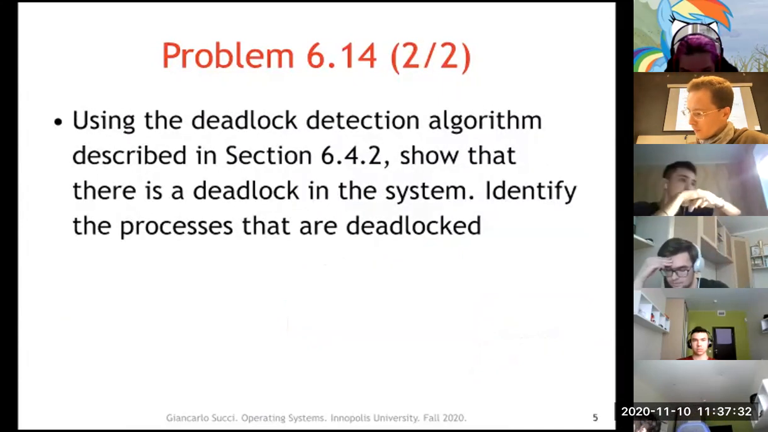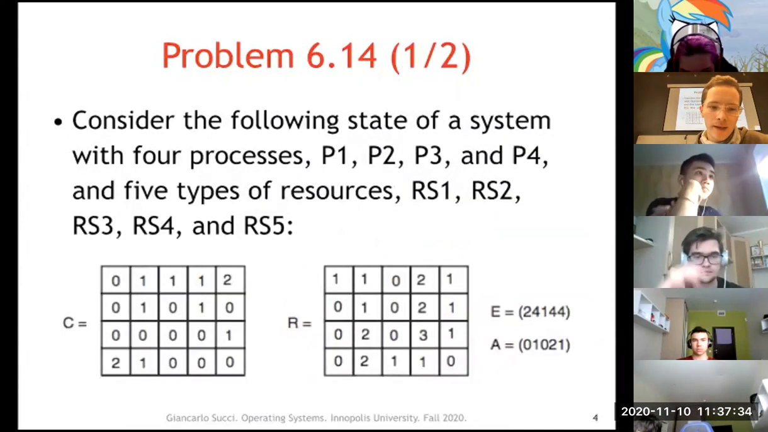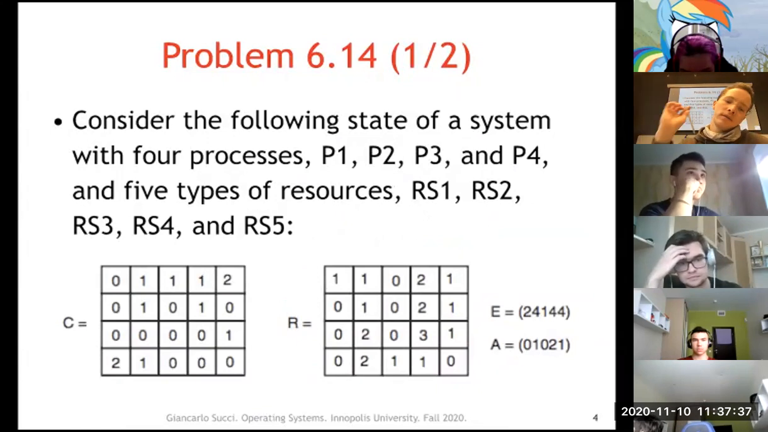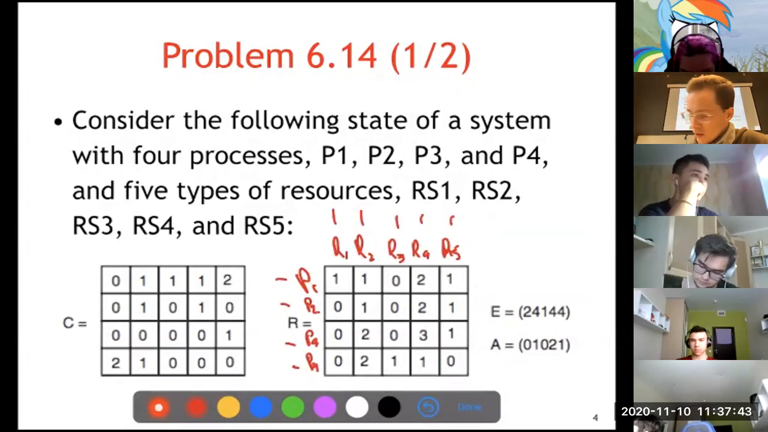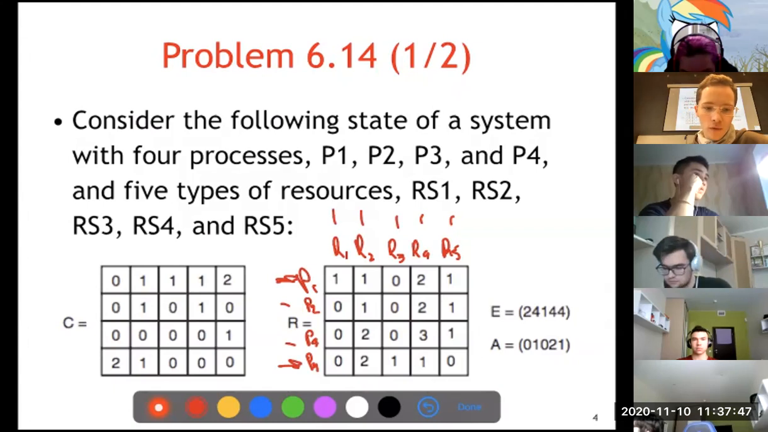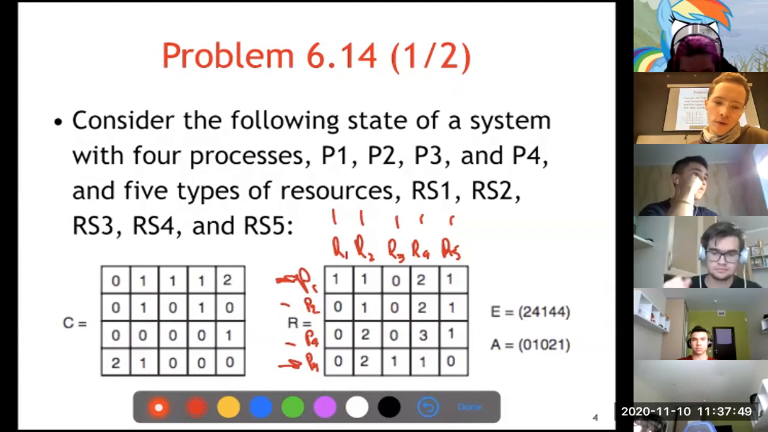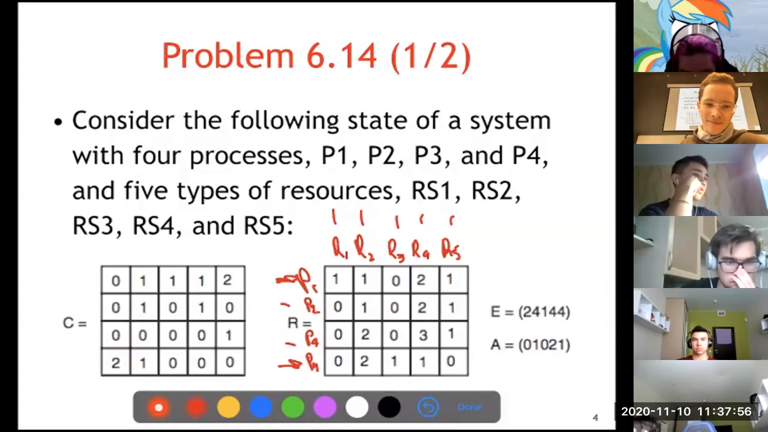So, can we identify the processes that are deadlocked? Yes, A and D. P1 and P4. This one and this one. How did you do this calculation so quickly? So firstly, I gave resources to P2, and then I gave resources to P3, and then I see that I have not enough resources for P1 and P4.